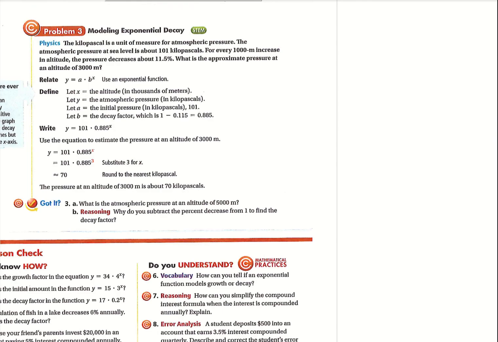Problem 3 is a good example of exponential decay. It says the kilopascal is a unit of measure for atmospheric pressure. I don't know if I'm pronouncing that right, by the way. I've never heard of that. But it says the atmospheric pressure at sea level is about 101 kilopascals. For every 1,000 meters increased in altitude, the pressure decreases about 11.5%. What is the approximate pressure at an altitude of 3,000 meters?